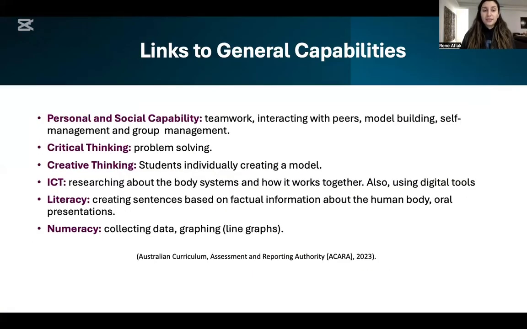Links to general capabilities: personal and social capability, teamwork, interacting with peers, model building, self-management, and group management. Critical thinking, such as problem solving. Creative thinking, students individually creating a model. ICT, researching about the model systems and how they work together, also using digital tools. Literacy, creating sentences based on factual information about the human body. Oral presentations as well were used. Numeracy, collecting data, graphing, for example line graphs.